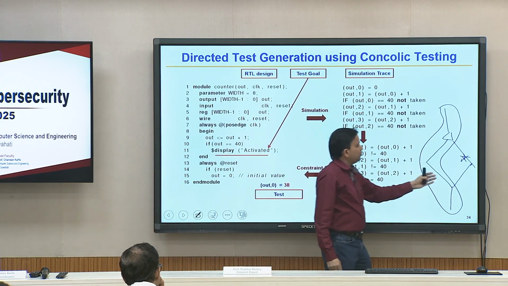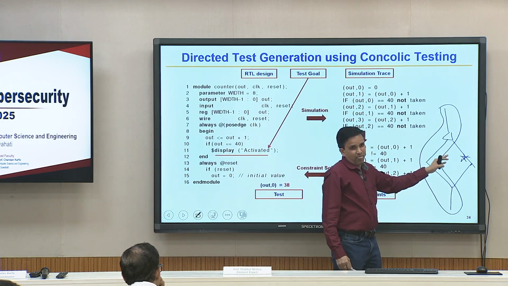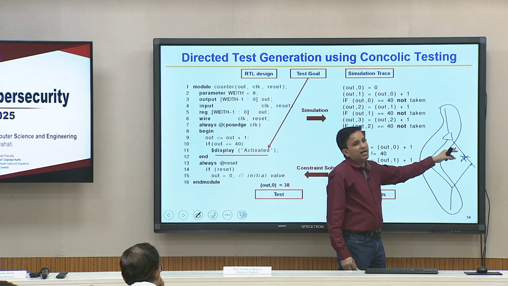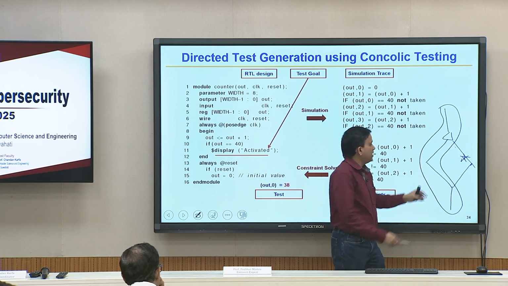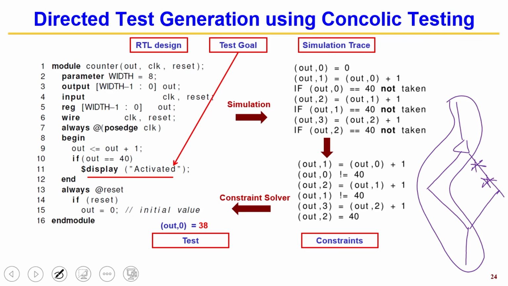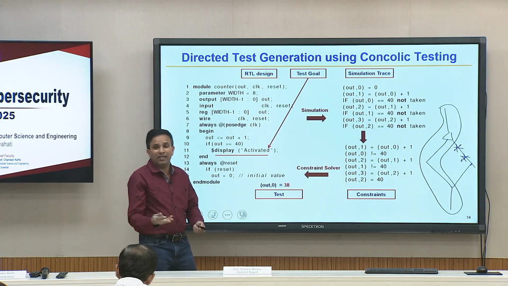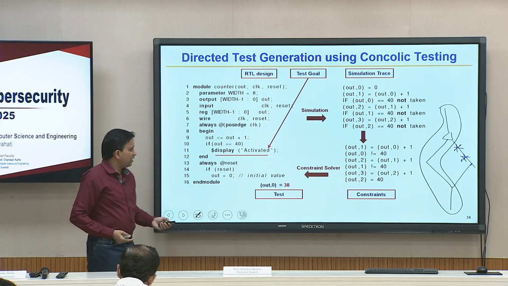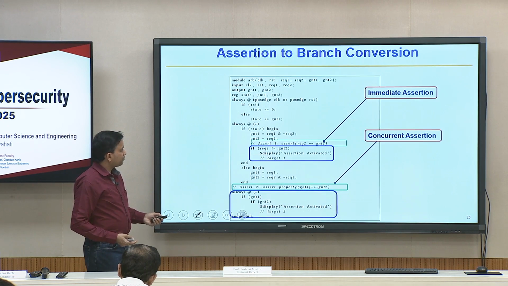Next time, I have only one choice in this example. Last time I need to flip this branch instead of going this way. So to flip this, I have to change my test. This system of equations will do that. So next time you simulate, it will go through the other path, and in this example you are guaranteed to activate that scenario.